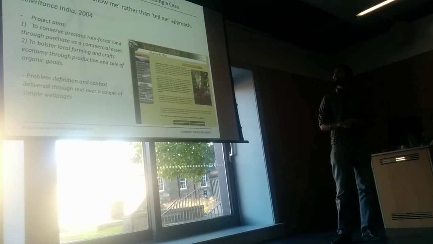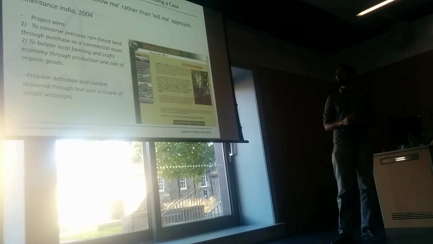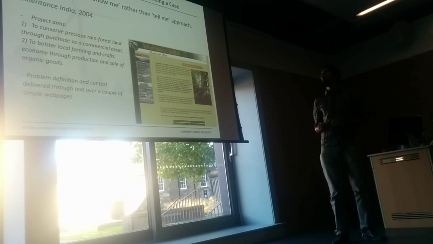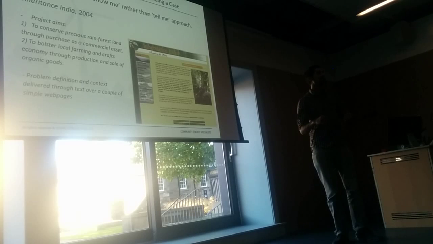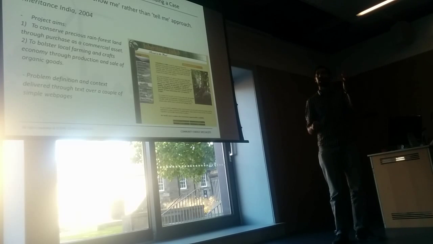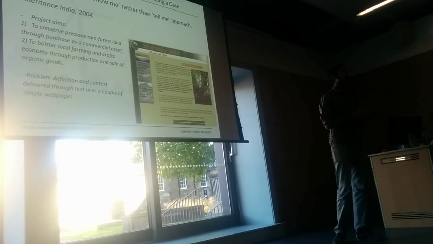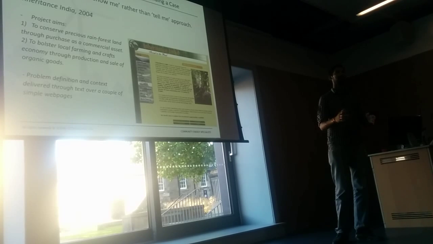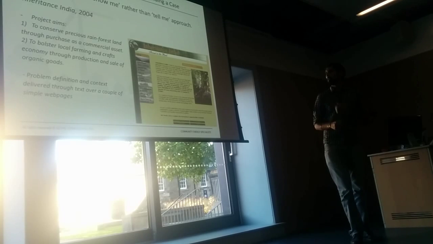So this project was called Inheritance India, and the idea was to buy collectively parcels of ecologically sensitive land in the Western Ghats in Kerala in order to hold them as a commercial asset so that they couldn't be destroyed, essentially. The value would rise, and the goods and services would be developed on that land to be sold in urban markets to make money in the meantime.